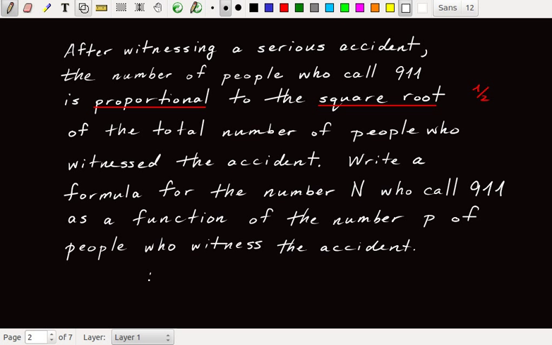So we start to write this: n, that's the number of people who call, is proportional. So we have k for the constant of proportionality to the square root of the total number of people who witnessed. The people who witnessed, that was called p. So we have p, but we take the square root of that, which means we raise to the 1/2 power. In other words, we have k times the square root of p. Okay, these have been two examples about how to write a formula for a power function described in words.